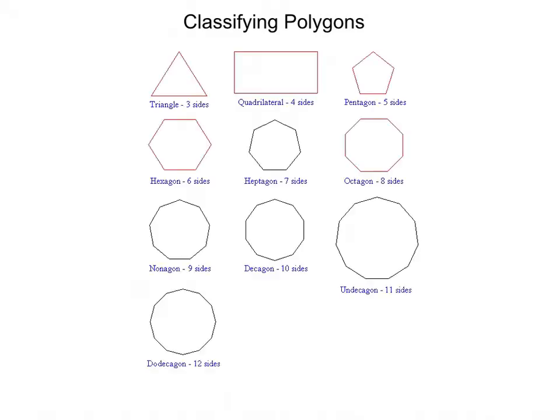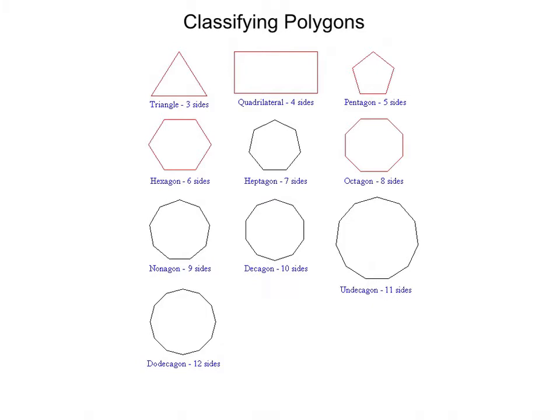Hello again, everybody. Today we're looking at classifying polygons. Now, the word polygon is a Greek word. It means many angles. So we're going to be looking at some shapes that have many angles, and we're going to be figuring out how we can classify all these shapes and what it is exactly that a polygon is. First off, let's start by looking at some of the more common polygons that we have.